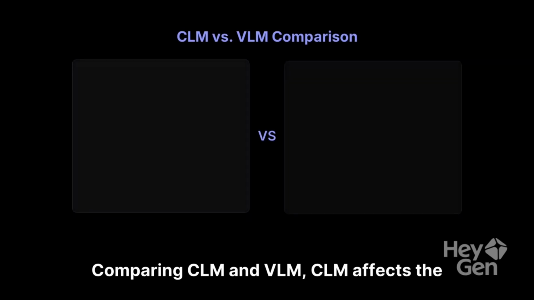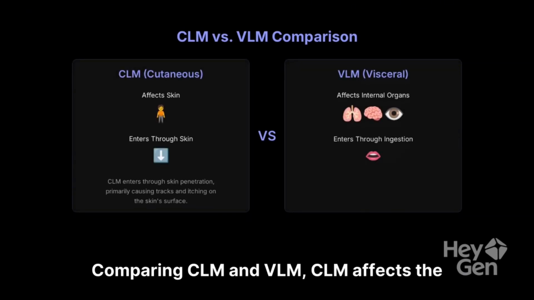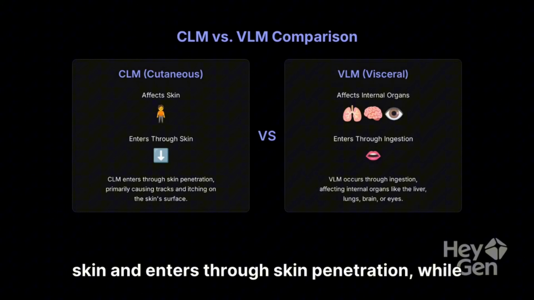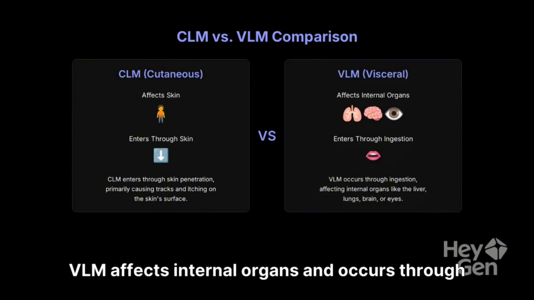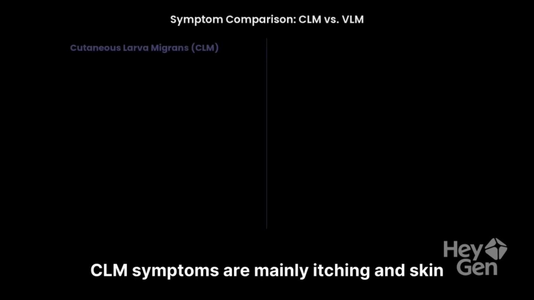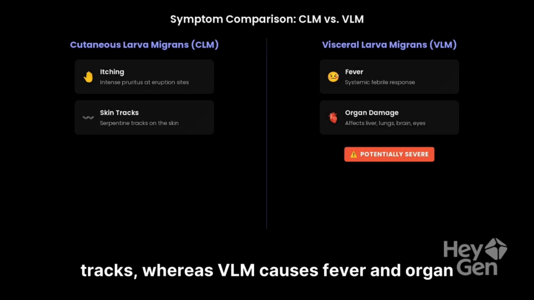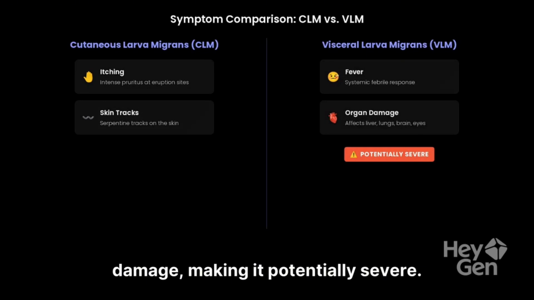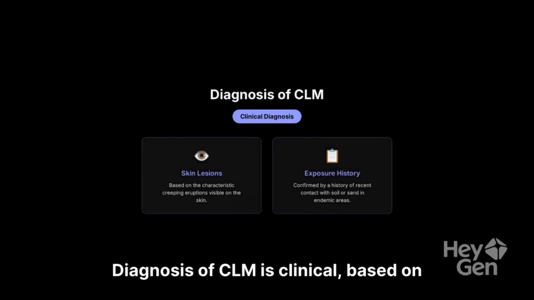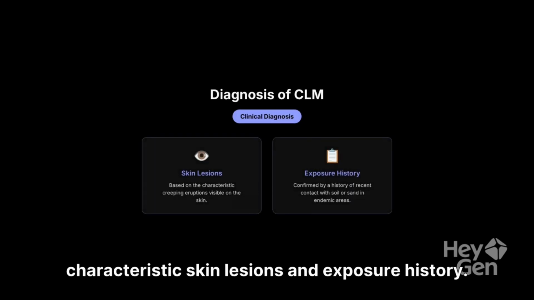Comparing CLM and VLM, CLM affects the skin and enters through skin penetration, while VLM affects internal organs and occurs through ingestion. CLM symptoms are mainly itching and skin tracks, whereas VLM causes fever and organ damage, making it potentially severe. Diagnosis of CLM is clinical, based on characteristic skin lesions and exposure history.